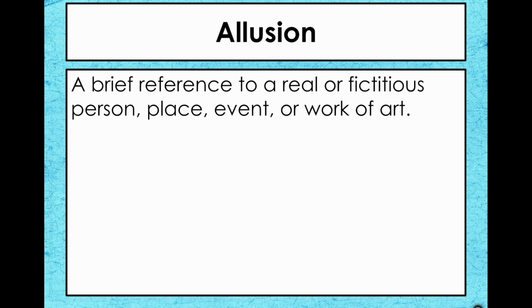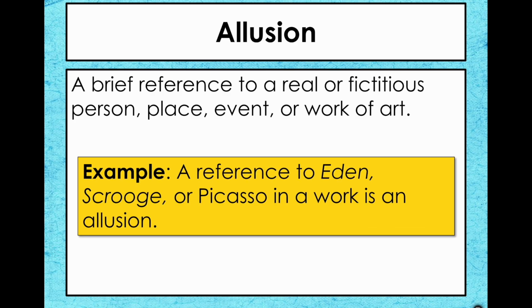So, allusion is a brief reference to a real or fictitious person, place, event, or work of art. You should be familiar with that one. So, for example, a reference to Eden, Scrooge, or Picasso in a work is an allusion.